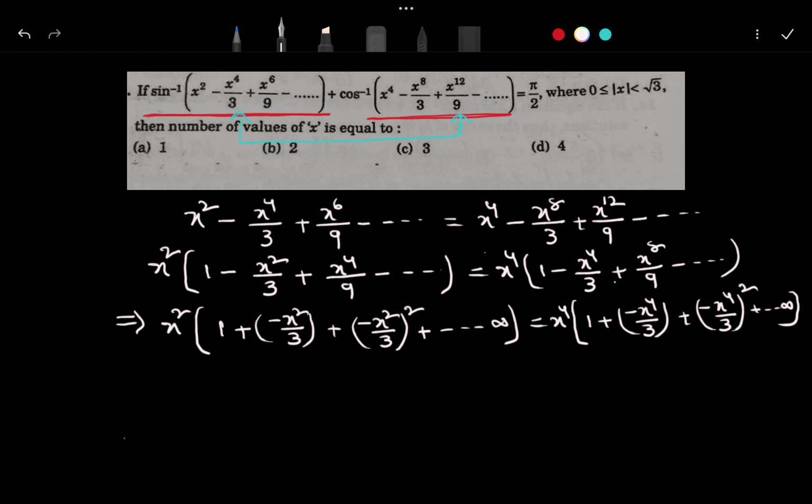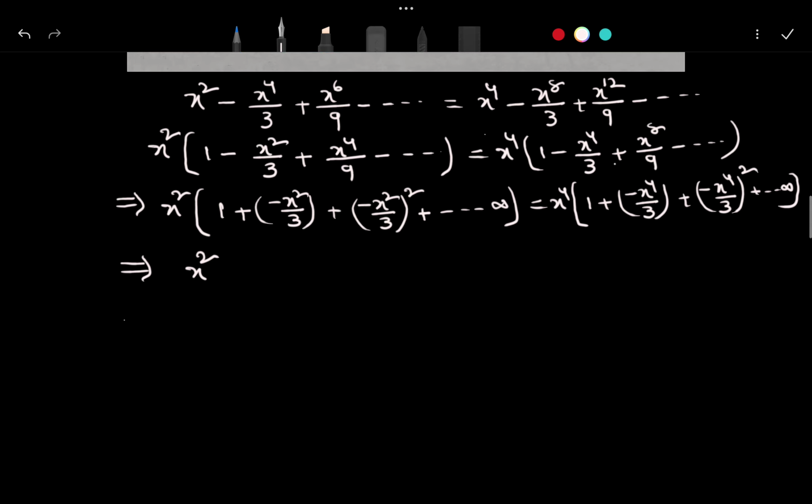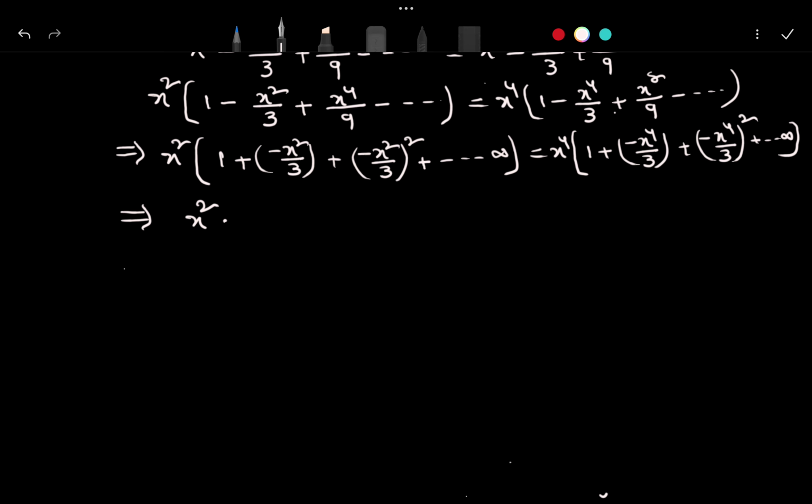Now this is a sum of the infinite terms in a GP. Now you apply the same formula, x square is the common factor. After this, into a is the first term, 1 by 1 minus common ratio, the second term by the first term, minus x square by 3, minus into minus plus x square by 3, is equal to x to the power of 4 into first term that is 1 whole divided by 1 minus r, which is minus x to the power of 4 by 3, minus into minus plus x to the power of 4 by 3.